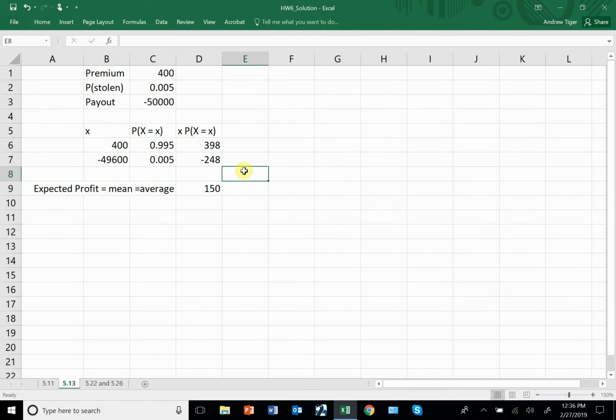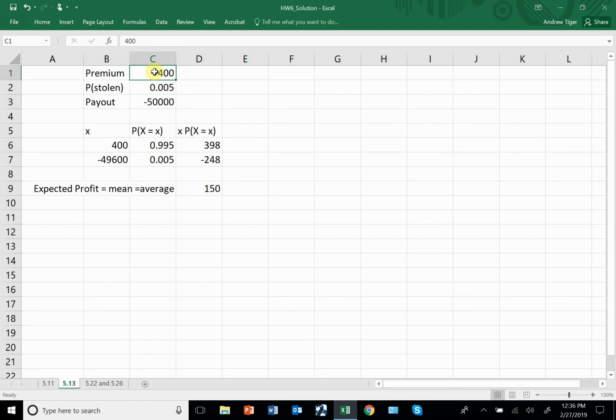So there you go. So this insurance company will be profitable because if they do this enough times, every time period they expect to make at least $150. Or not at least, expect to make $150. The last part of the question is, what should the premium be? What should this be so that the expected profit is $1,000?